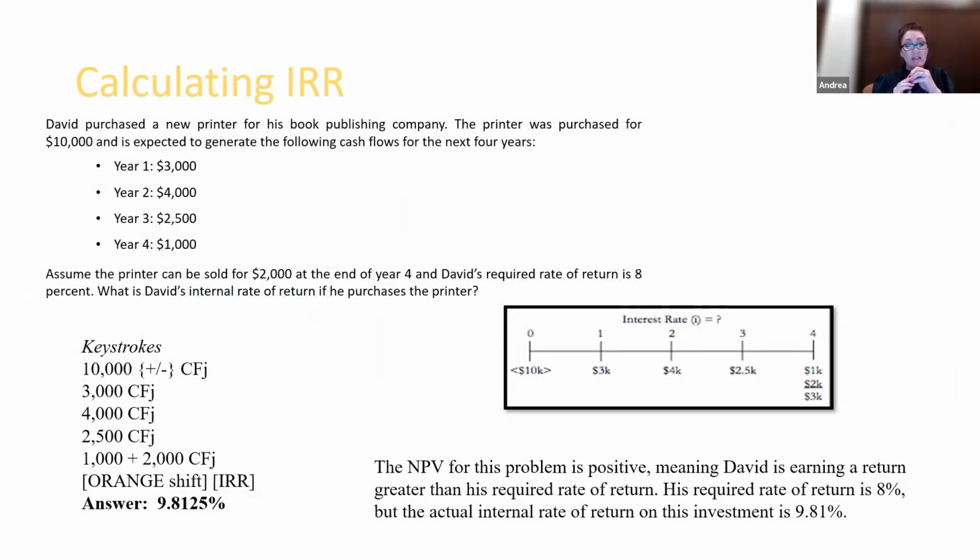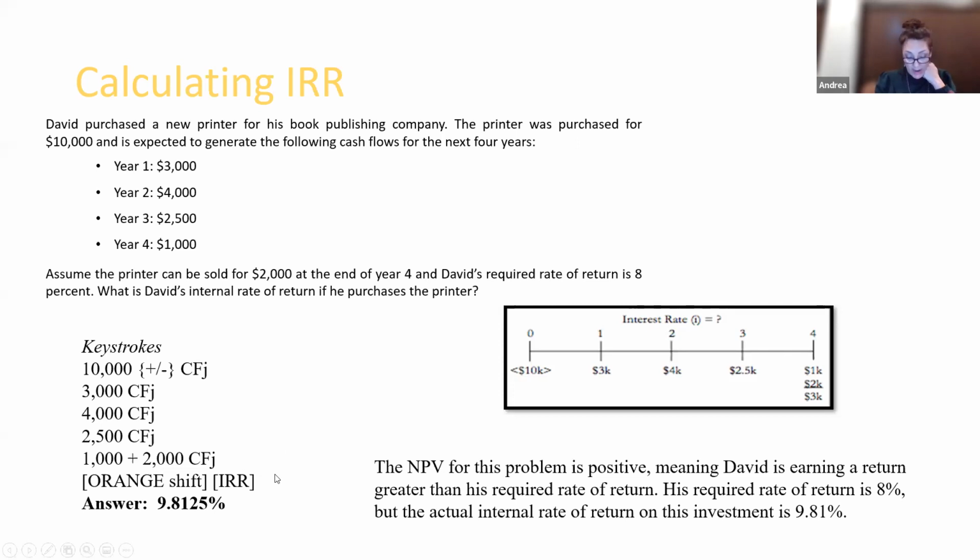So David, we're back to David. Now we already know, because we solved the net present value and it was positive, that it was a good investment, but let's look at it solving for the internal rate of return, or IRR. David purchased the new computer, the printer. We've already seen those variables where he paid $10,000. He got the cash flows, and then he sold it at the end of the year.